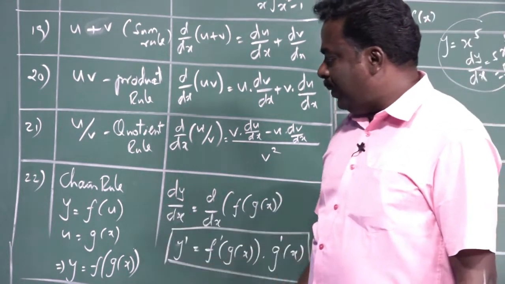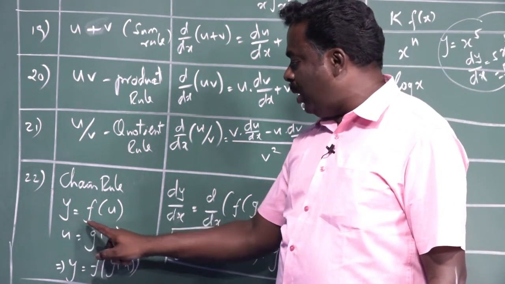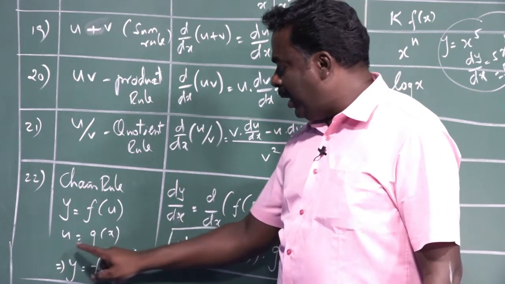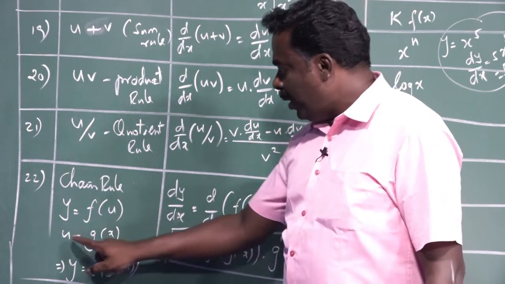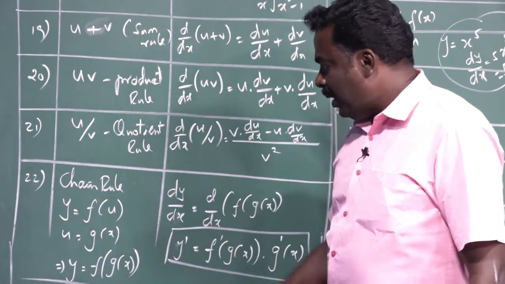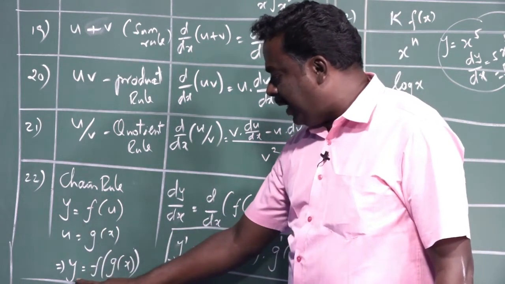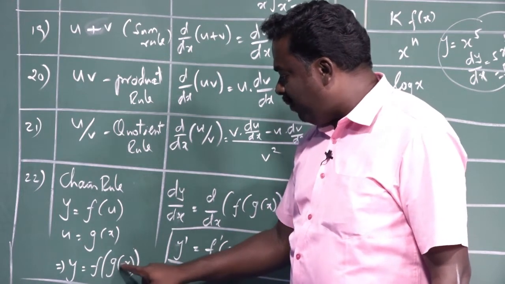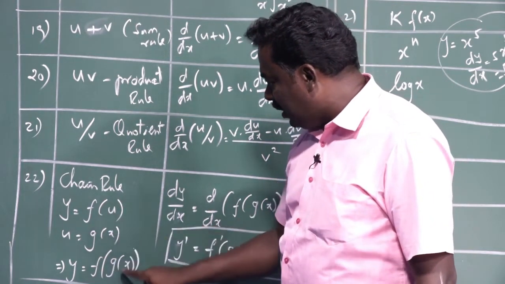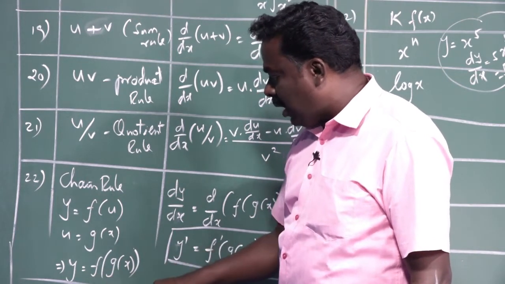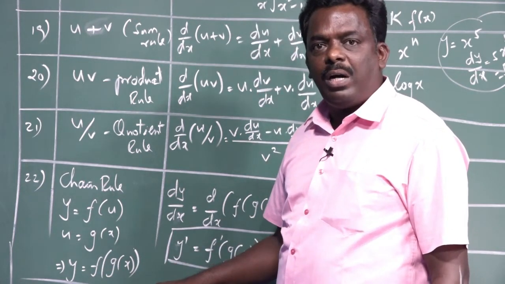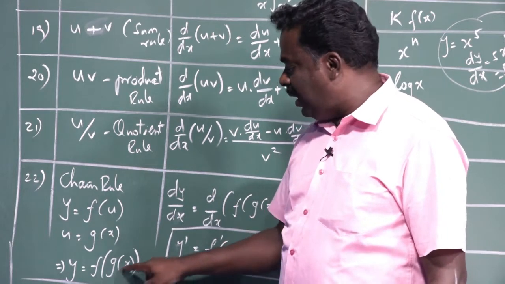Then the chain rule. The function is defined by y equal to f of u, where u equal to g of x. The y function is with respect to u, and u is a function with respect to x. Therefore, we can rewrite the y function as f of g of x, since u is g of x. Therefore, y equal to f of g of x. This is called a composition of functions, f naught g, which we can write as f of g of x.